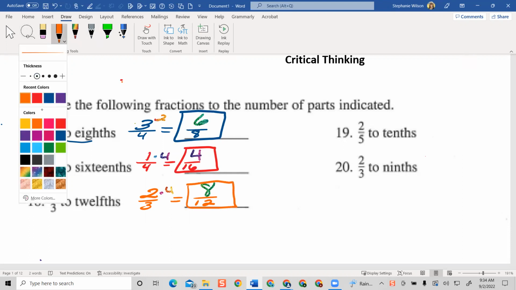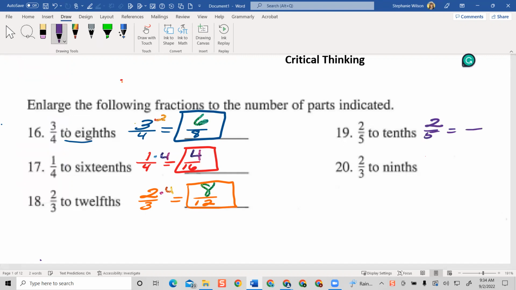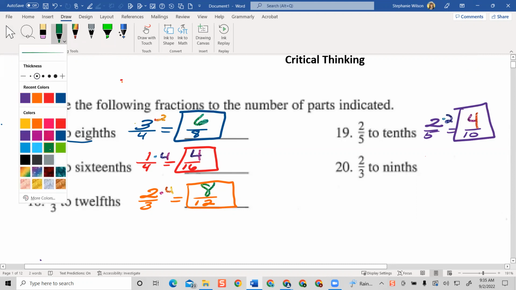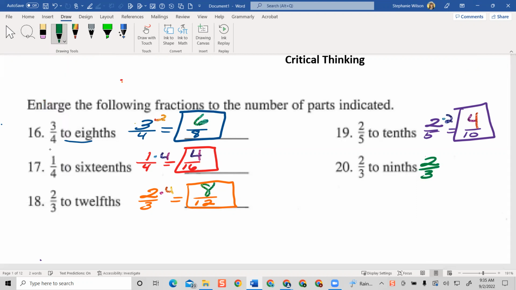This other one over here on this other side, let's do it. It says we're going to take 2/5 and enlarge it to tenths. So what did I multiply 5 by to get 10? Well, it was 2. So 2 times 2 is 4. So it's 4/10. The next one, let's take 2/3 and enlarge it by ninths. So I asked myself, what did I multiply that 3 by? Well, it was 3. So 2 times 3 is 6. And now I got 6/9.